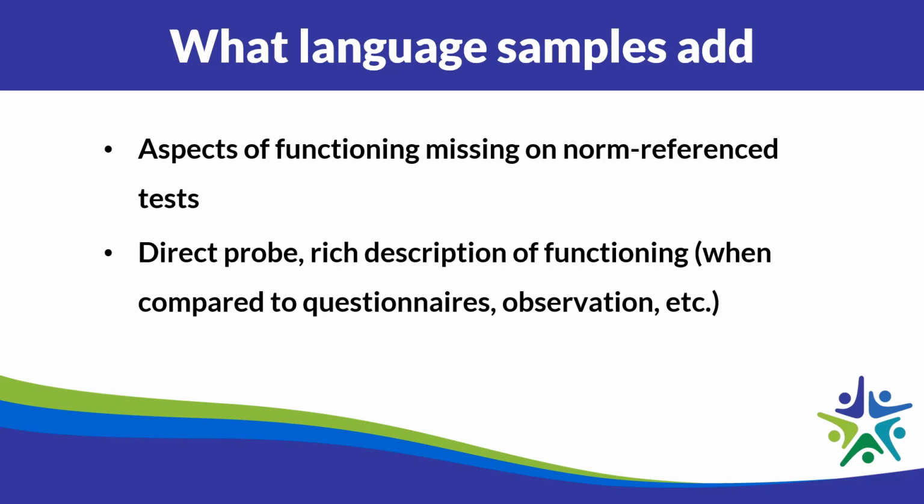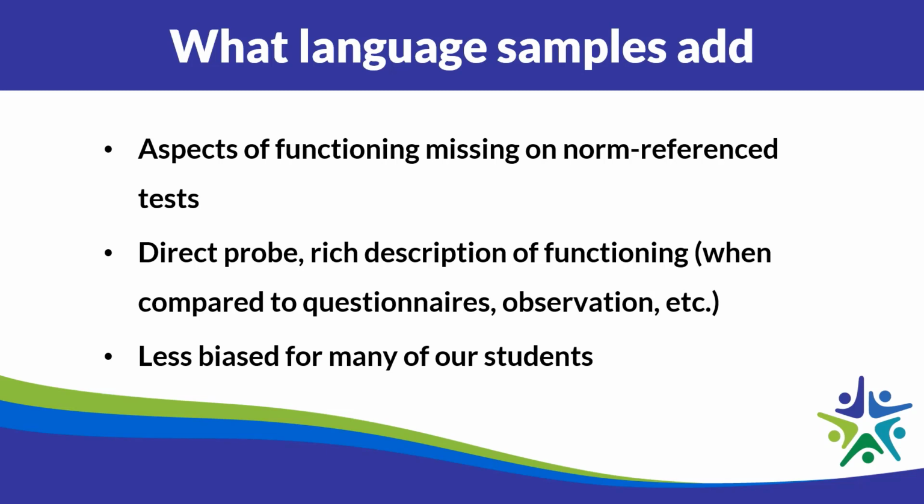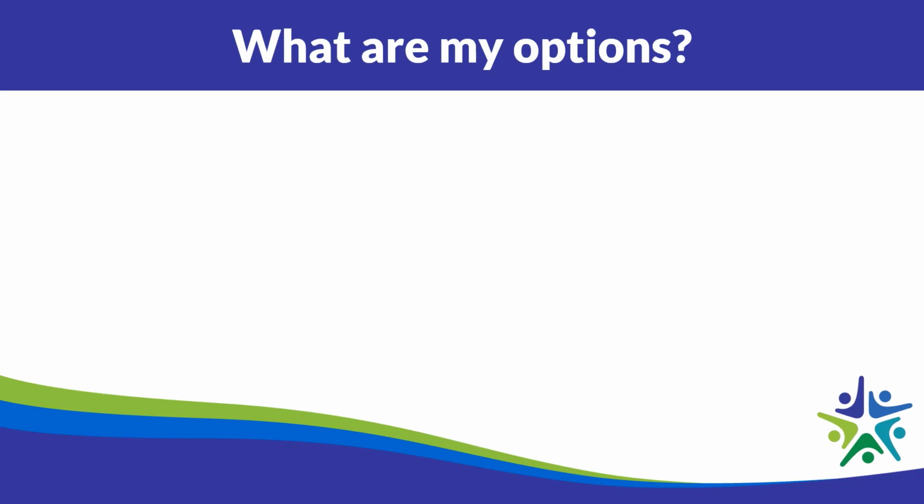We also can do a direct probe, and that probe gives us a very rich description of these different functional academic skills. So when we compare that to questionnaires or observation, we're having to rely on someone else's interpretation and impression as opposed to getting a direct probe indicating their current functioning. And we also know that language samples are less biased for many of our students. So now let's take a look at some of the different options that we have with language sample analysis.